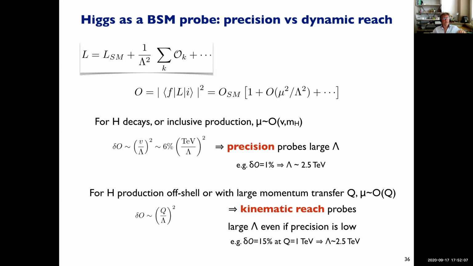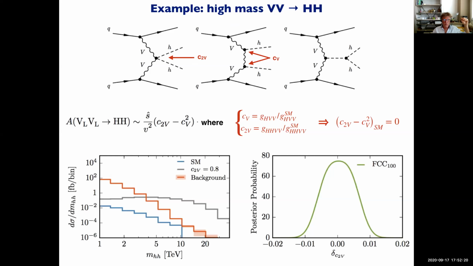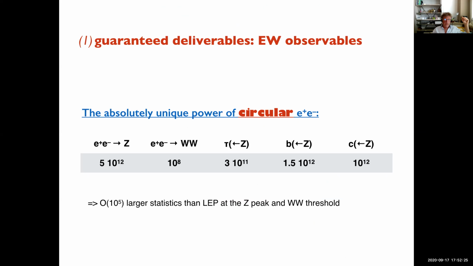I don't have much time left, so I will skip the discussion of the high Q-squared behavior and the precision versus dynamic reach in setting constraints on the operators. We can come back to these if there are questions, but let me move on.